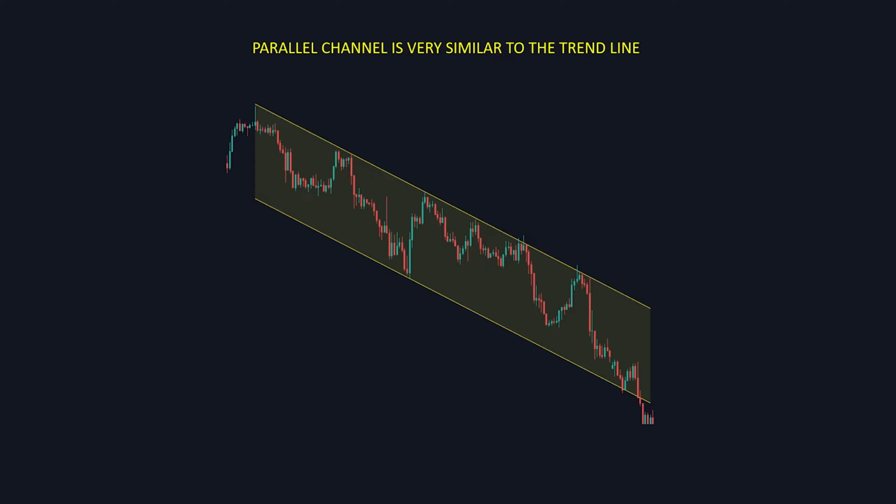When we use a parallel channel, I wait for the third touch point before I execute my trade because it ensures that we are trading in line with the trend. It also corresponds to what I said earlier in the trend line video that the third touch point represents the fixing point and the verification point.